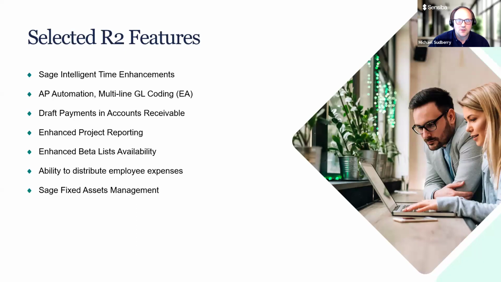Draft payments in accounts receivable, which is a new feature. Enhanced project reporting, that's going to make your life a lot easier if you need to run a lot of projects. The beta list feature, which has been a feature over many of these releases, is now going to be available in a lot more areas. So we'll see that. The ability to distribute employee expenses based on allocations, and then a new Sage Fixed Assets Management product.